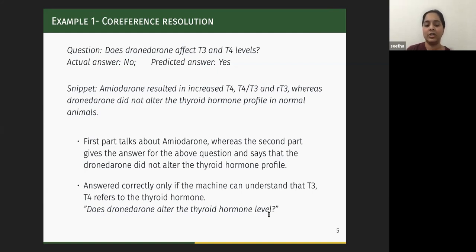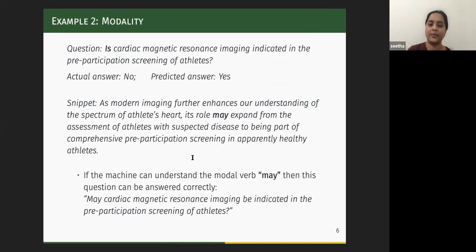If we look into the results after changing the question, this particular question is predicted correctly. This is one thing. One other hypothesis we had is about modality. Better understanding of modal verbs is necessary. That is the hypothesis we had.